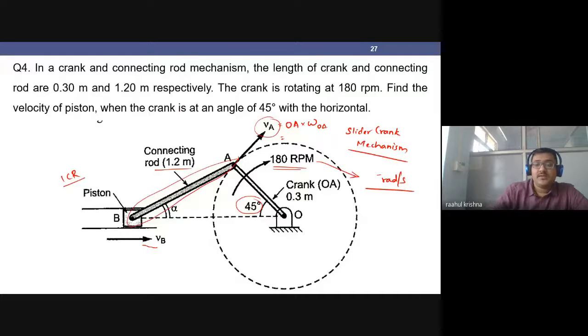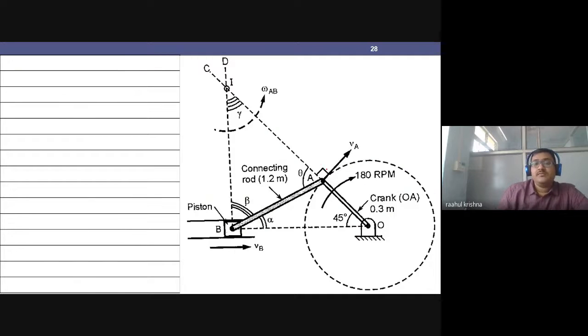Firstly, let us locate our ICR. Since my crank is rotating in the clockwise direction, my VA is in this direction. Perpendicular to VA is along the rod itself. Then for the piston, which is moving horizontally, I will drop a vertical from there, and the intersection of both of them is here.